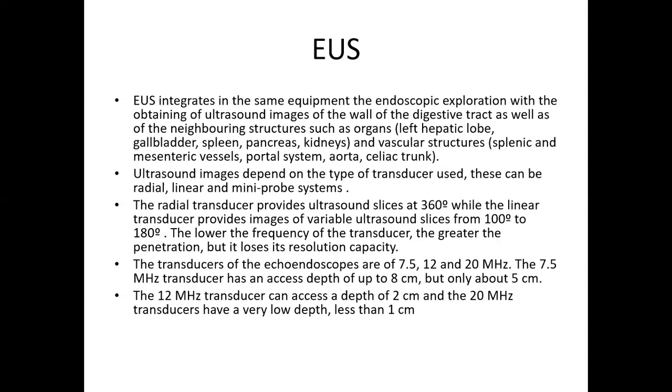In endoscopic ultrasound, there are basically two types of transducers that are used. There's what we call the linear probe and the radial probe. The difference I'll explain as I go on. In terms of their frequency, it ranges from 7.5 to 20.